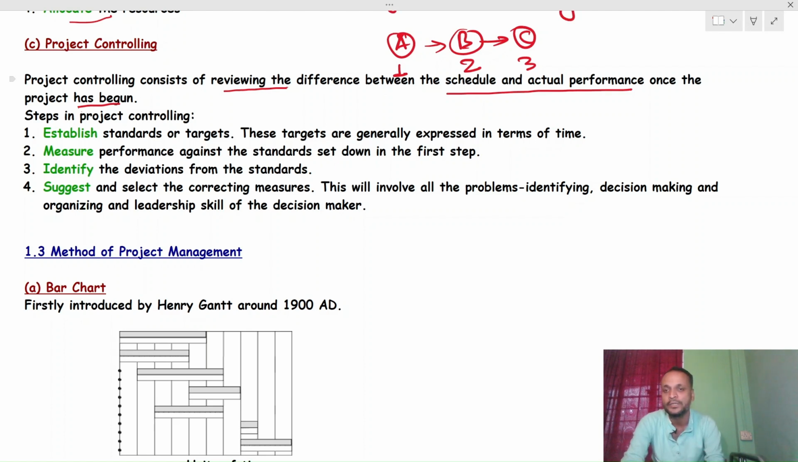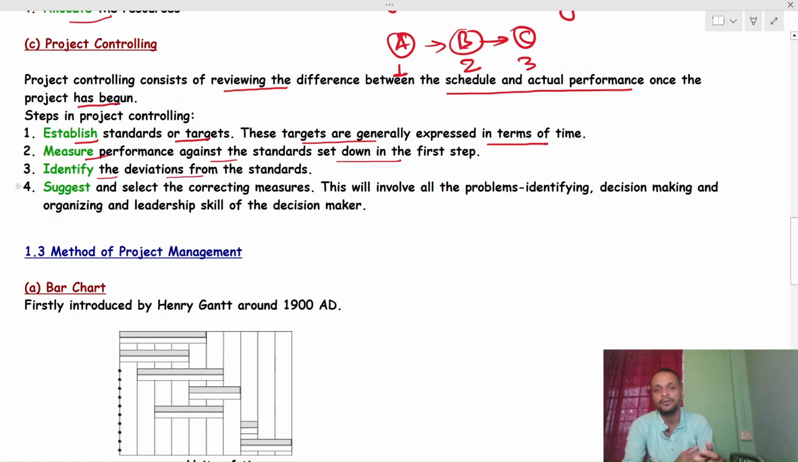It also has 4 steps. The first one is to establish standards or targets. These targets are generally expressed in terms of time. So generally we assign timings to each activity, and based on that we assess. Then measure performance against the standard set down in the first step. Then identify the deviations from the standards.